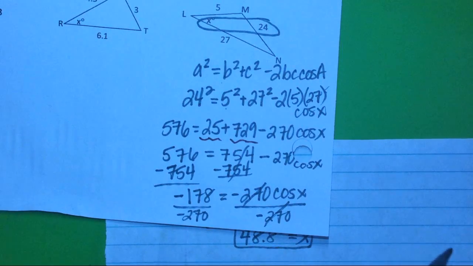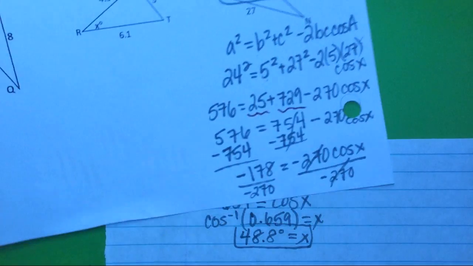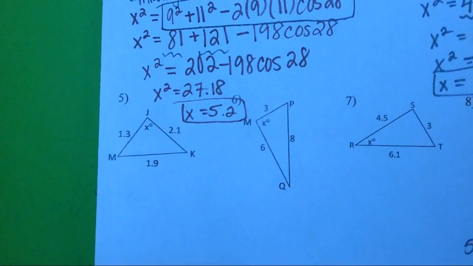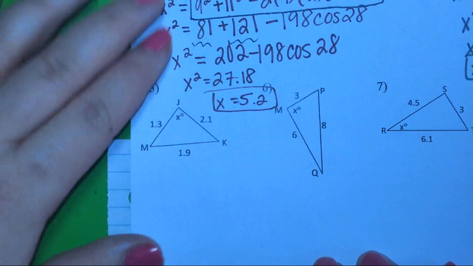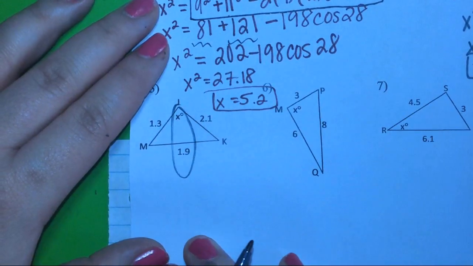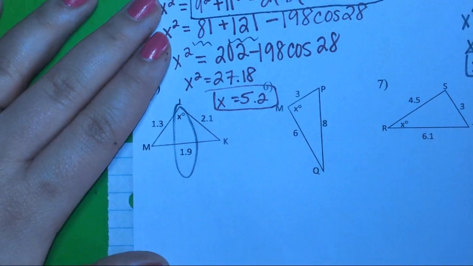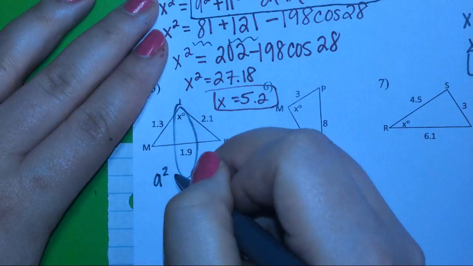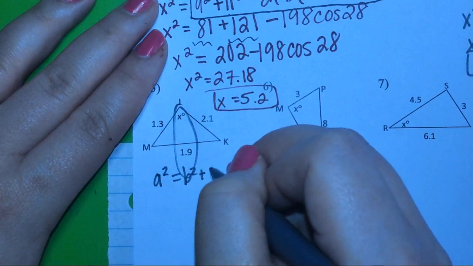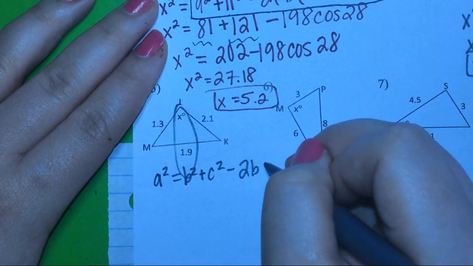Okay, I am, for once in my life, going to pick the one with all the decimals. Let's go to number 5 and be brave. I tried to do circle bunnies. I failed. I had to resort to the law of cosines. So a squared equals b squared plus c squared minus 2bc cosine of a.